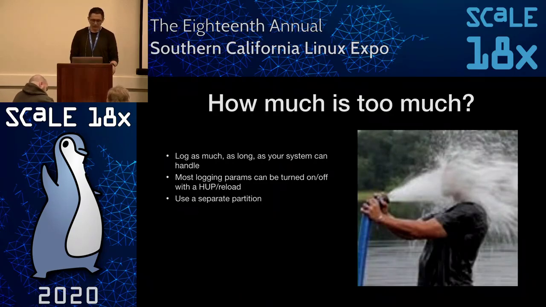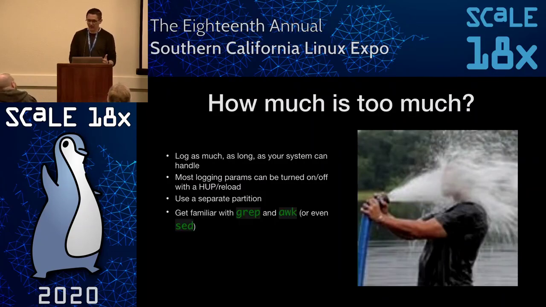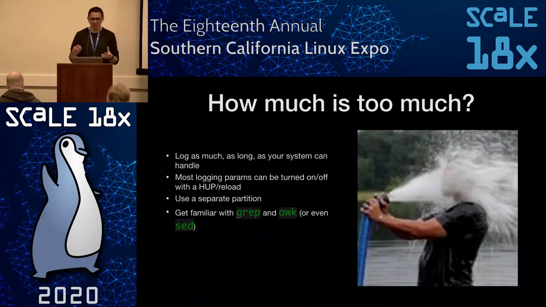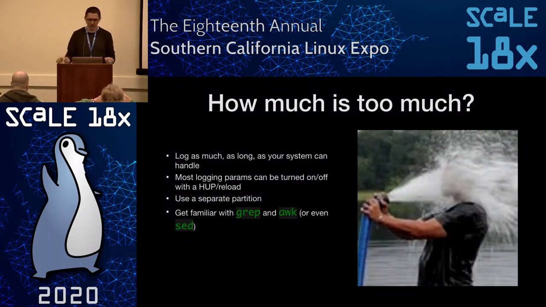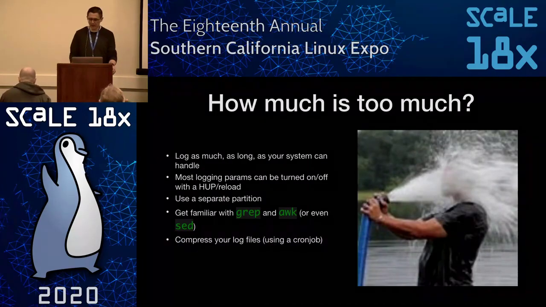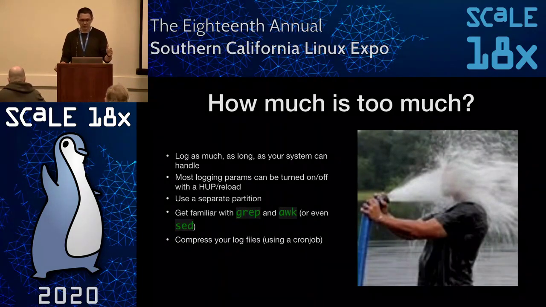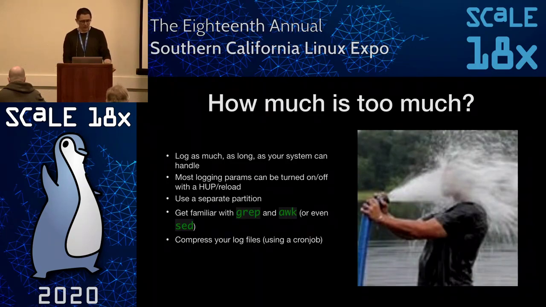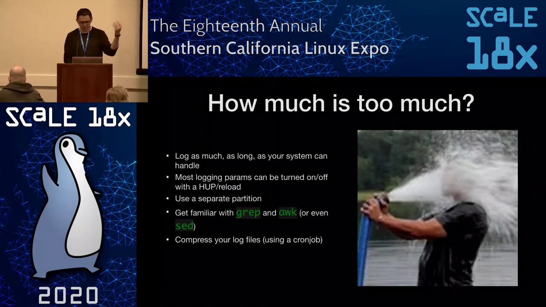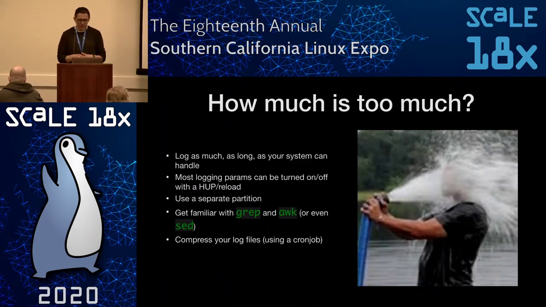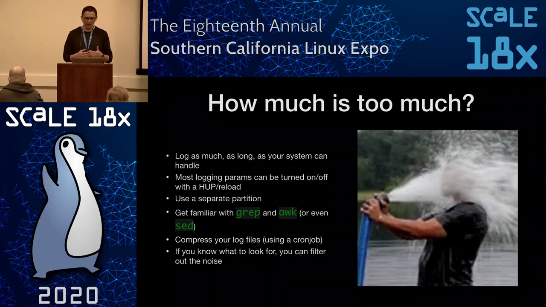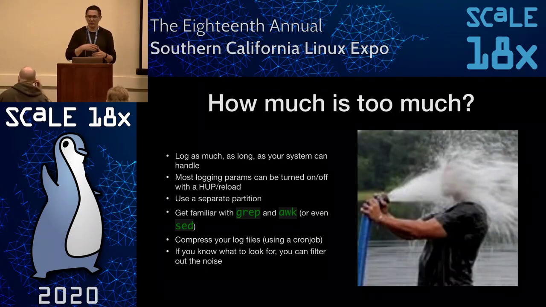For those of you who are still intimidated by the walls of text, get familiar with grep, awk, and sed. Those are your friends. They will help you pull all the necessary information out of the log so that you can analyze it. Another idea is to compress your log files using a cron job, so you don't run out of disk, because a filled disk will stop the database, so you will crash. Compress them and store them off somewhere. If you know what to look for, you can filter out the noise that you don't want, and just focus on what you actually need.